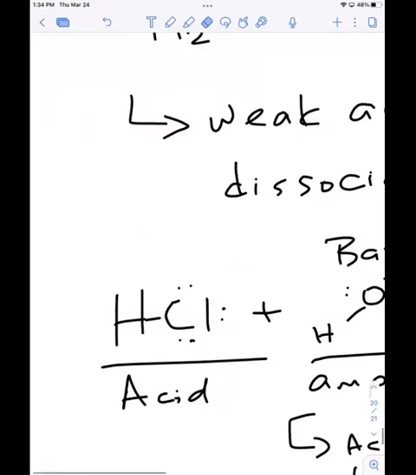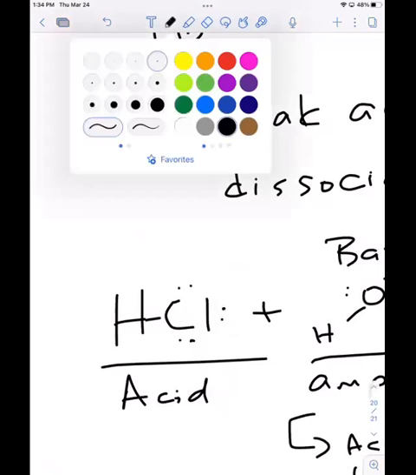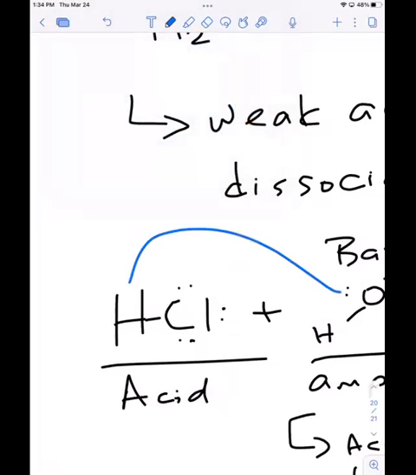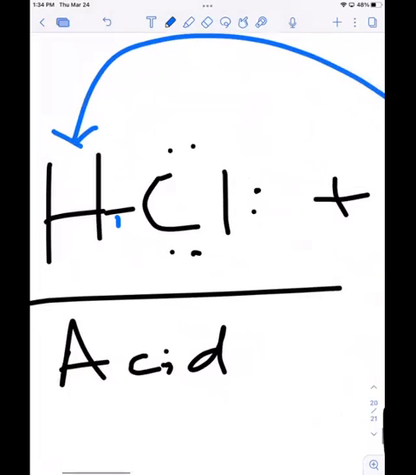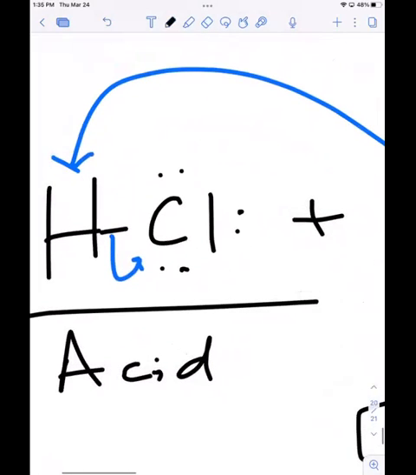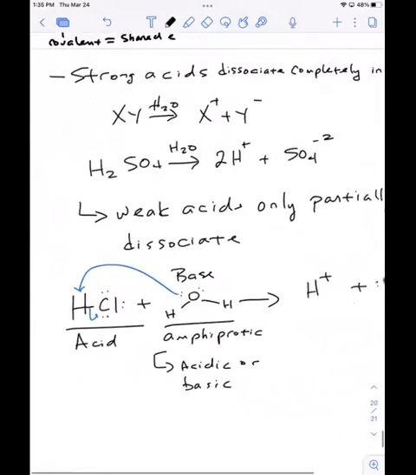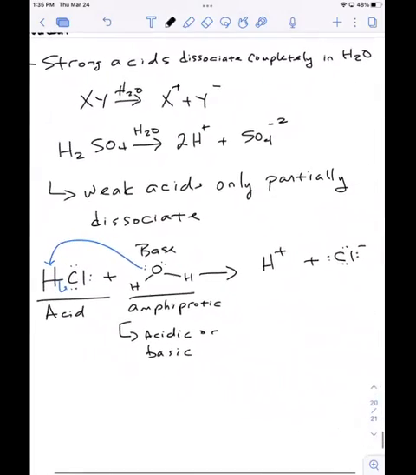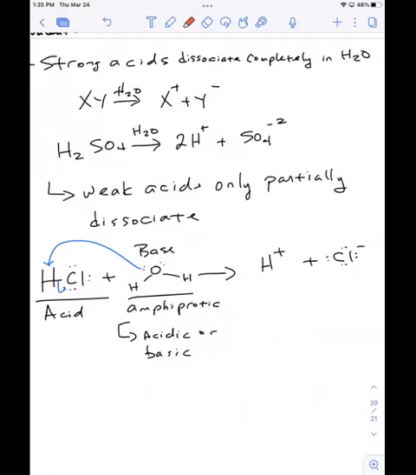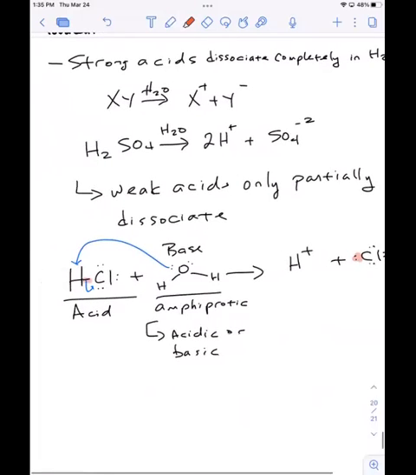So when water as a base donates that pair of electrons and plucks off the hydrogen, the bond there is going to break between H and chlorine, and you're going to get the chloride anion on the other side. So that's where that other pair of electrons comes from. It comes from that bond.